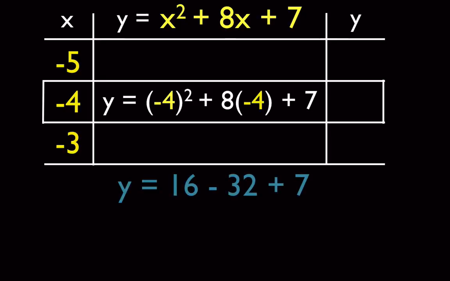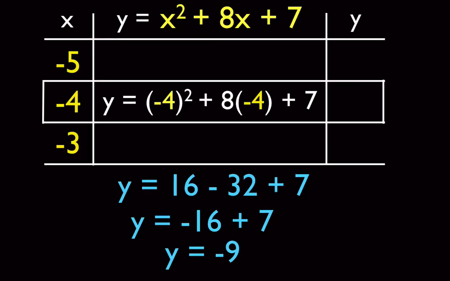I'm going to start with the vertex here. All I did was rewrite the equation and replace each of the x's with the number itself, negative 4. And then I'm performing the operation. Negative 4 times negative 4 is 16. 8 times negative 4 is negative 32. And then you've got the plus 7 left over. When I simplify that, I get negative 16 plus 7, which is negative 9. That negative 9 then goes in my y spot.